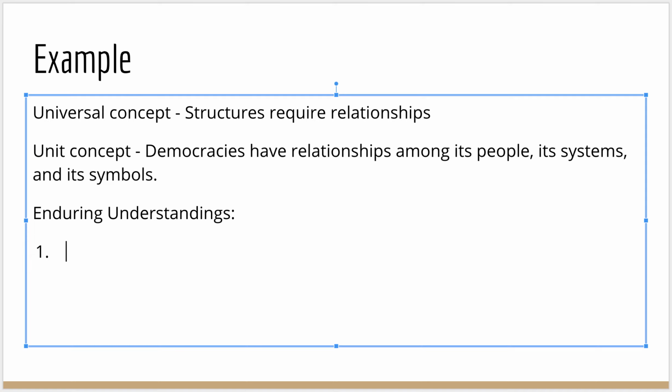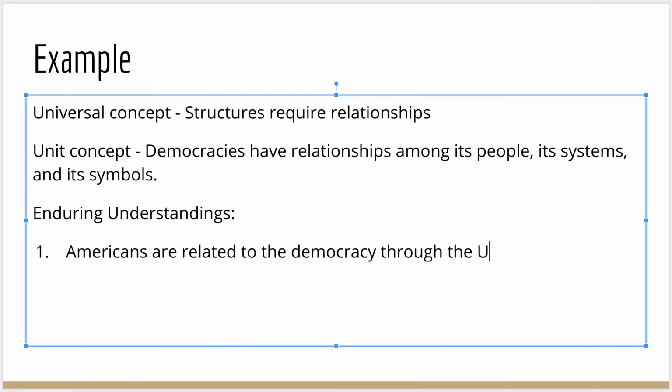I want to get a little more content specific. So I might say Americans are related to the democracy through the U.S. Constitution. Okay. I'm going to let that one rest for just a second. Sorry, I can't spell very well. Let me see the next one.